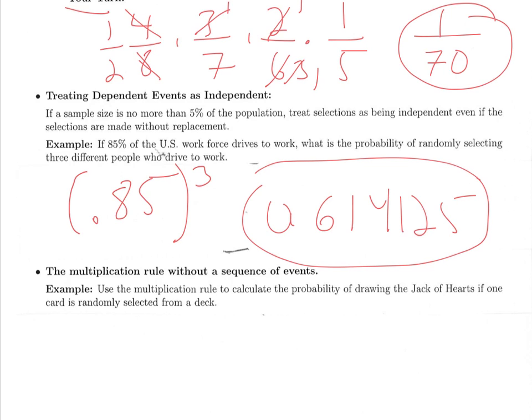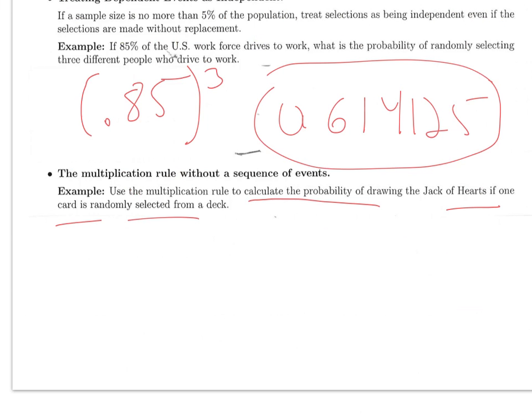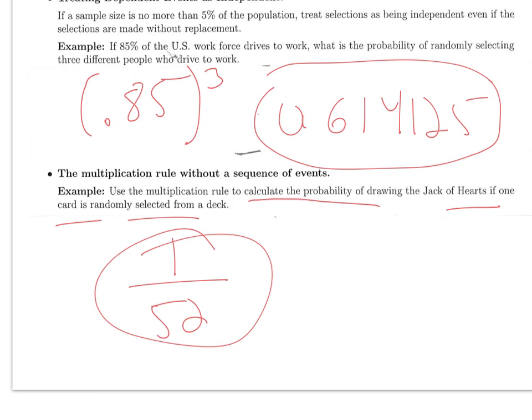And then, using the multiplication calculator, let's look at this. I haven't done that today. Drawing a Jack of Hearts: 1 card is randomly selected from the deck. Well, I'm not seeing how this is the multiplication rule because you're only talking about 1 draw. I don't know, maybe I'm not looking at this right, but I see there's 1 Jack of Hearts out of 52 cards. I don't see why I'm using the multiplication rule with that. That's what I'm going to go with.